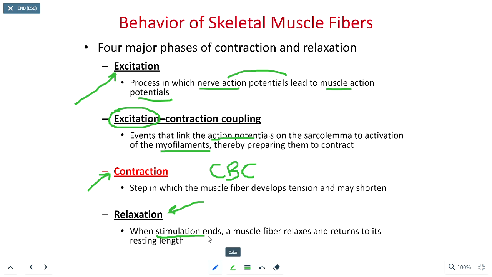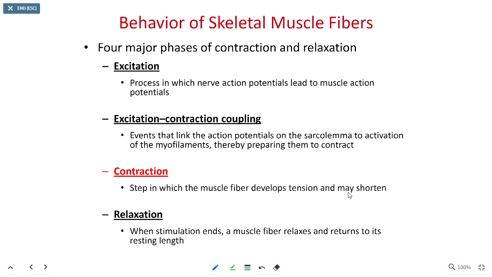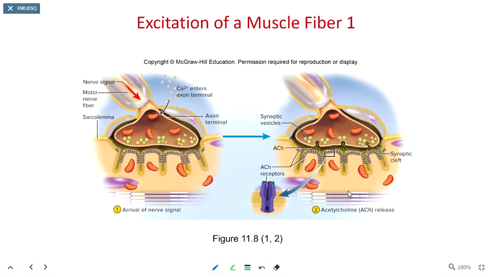After the action potential stops stimulating the muscle fiber, how do we take that contracted sarcomere and bring it back to its relaxed state? So let's go through this material.